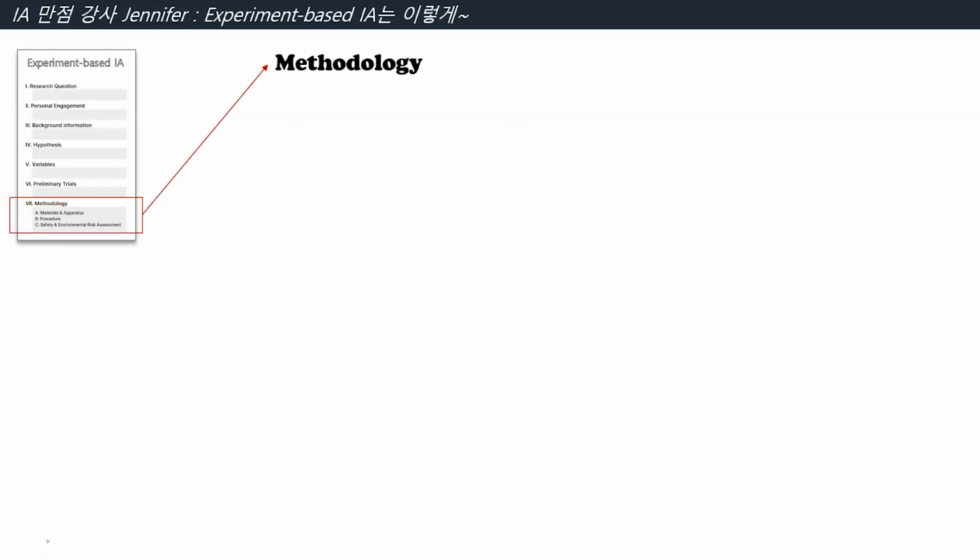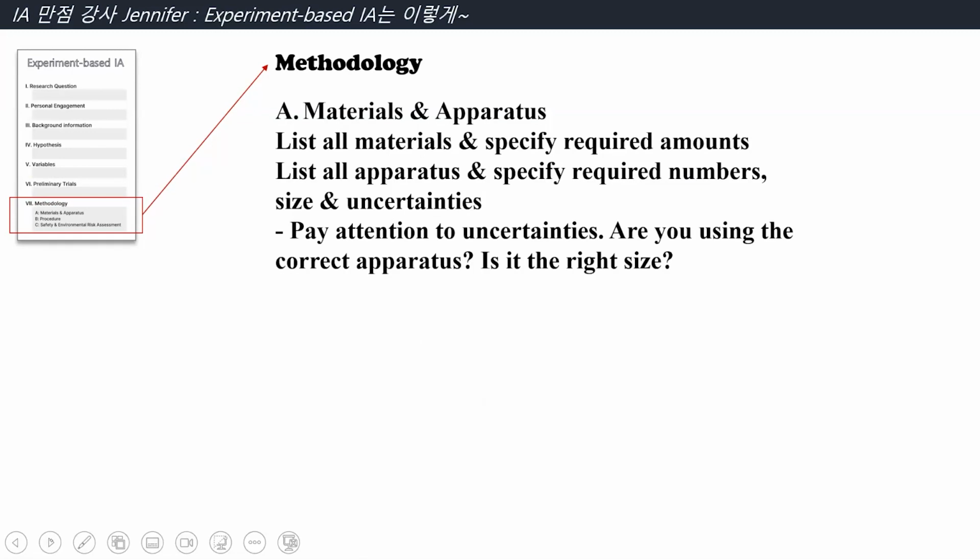Now for methodology, there are three main parts that need to be written up. First up, materials and apparatus. In this part, list all the materials and apparatus used in the experiment. Specify required amounts of materials, required numbers, size, and uncertainties of the respective apparatus. It's not enough to just write measuring cylinder, because there's various sizes of measuring cylinders. So state what size was used, how many was used.